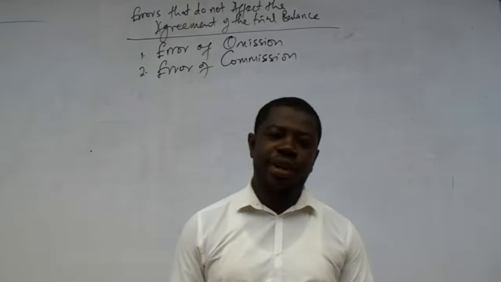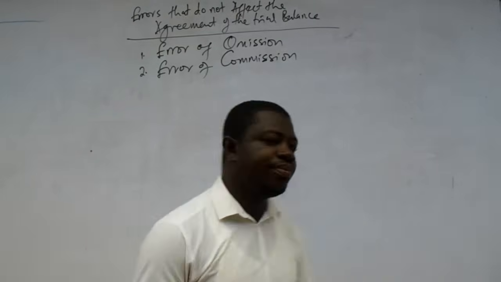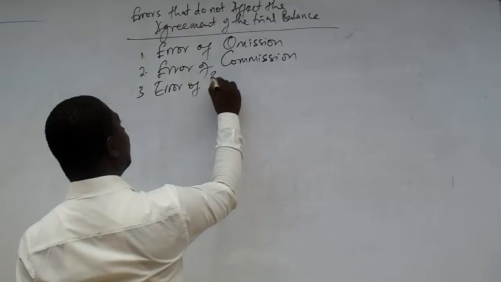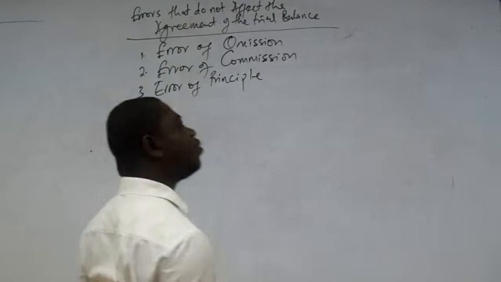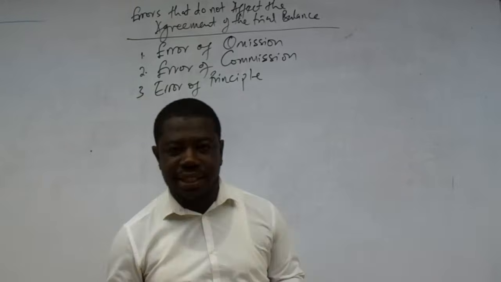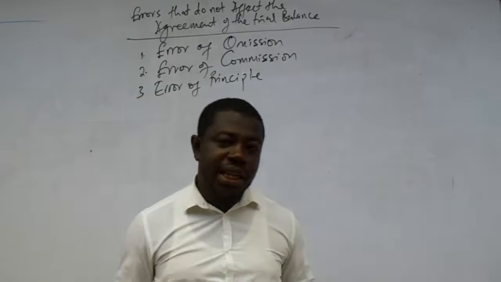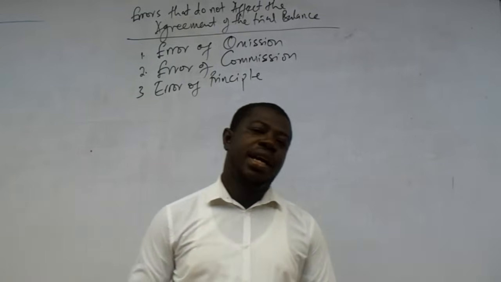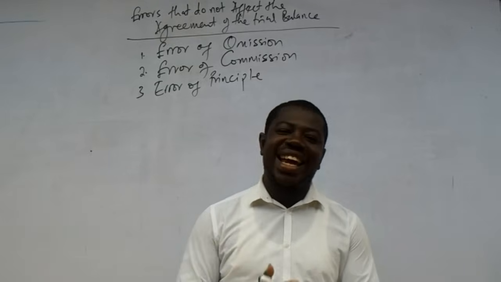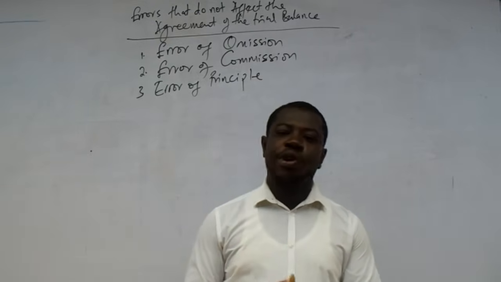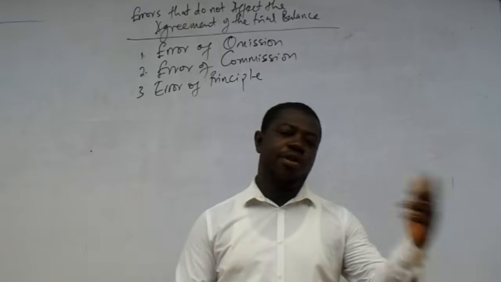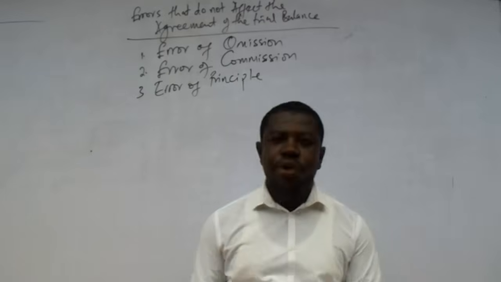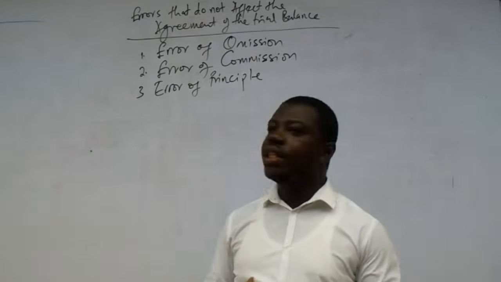So the next error here is the error of principle. Now, the name suggests what it is. Principle. It means if you commit this error, you don't know your basic accounting principles. Now, error of principle is when the transaction is recorded in a wrong class of account. So you were supposed to record in a real account and recorded in a nominal account. And that means you don't know your principles. That is what it means. Recorded in a wrong class of account. Then we call it error of principle.